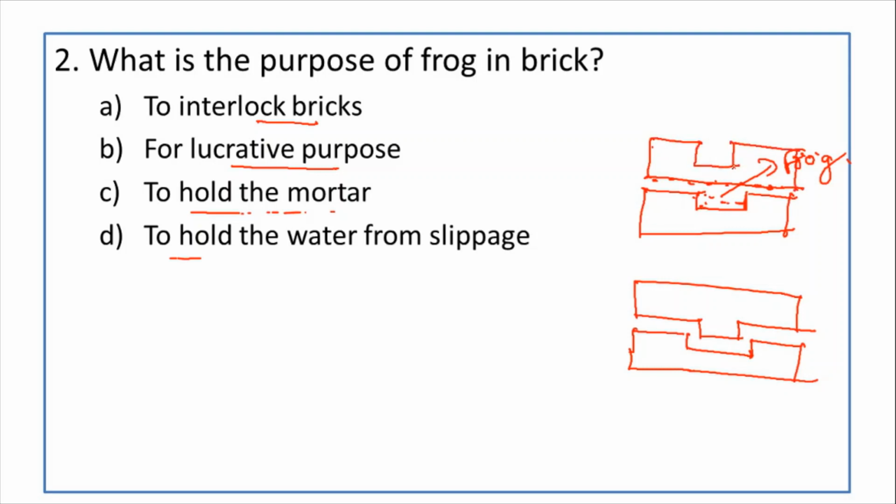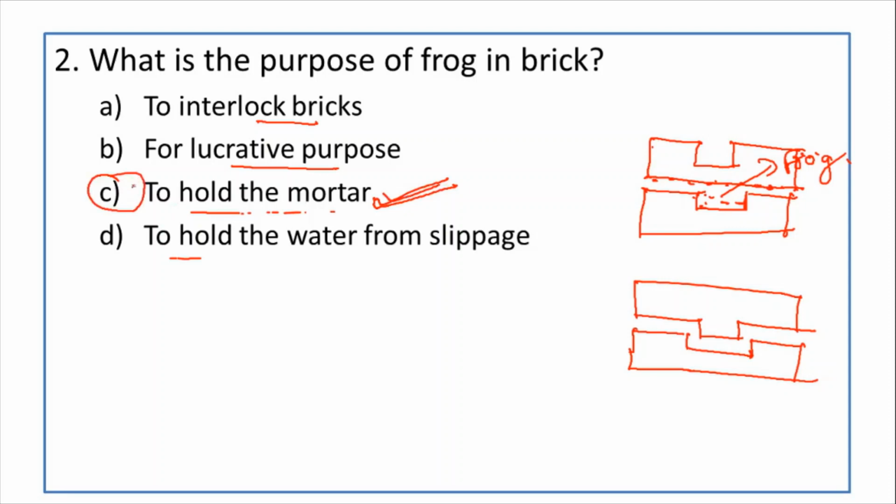And are we providing it for lucrative purpose? No, because whatever the frog is there, that will not be seen in the elevation of the wall. So it doesn't serve a lucrative purpose. The third one is to hold the mortar, which is the correct one, because the frog you are providing here is holding the mortar in position. So the purpose of the frog is to hold the mortar in position.